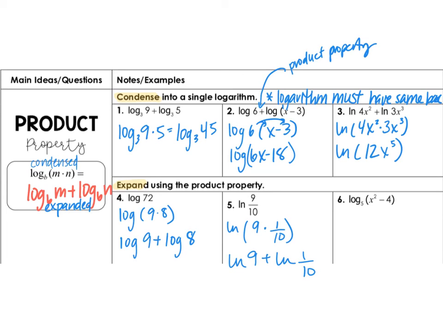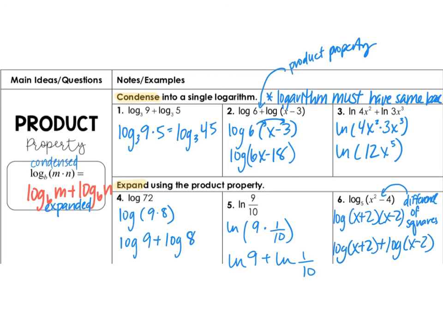And then in number 6, we can see that x squared minus 4 is, if you remember your factoring properties, a difference of squares. So I recognize that when I look at it, and I can expand this to be log of x plus 2 times x minus 2. And notice that those two factors are still multiplying one another, so I can separate this over addition: log of x plus 2 plus log of x minus 2.